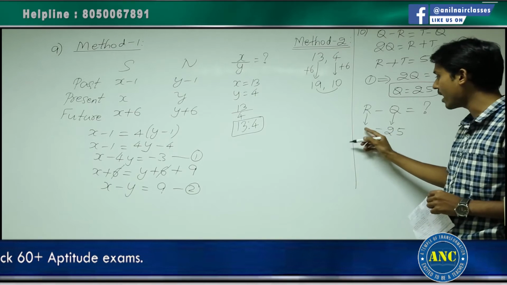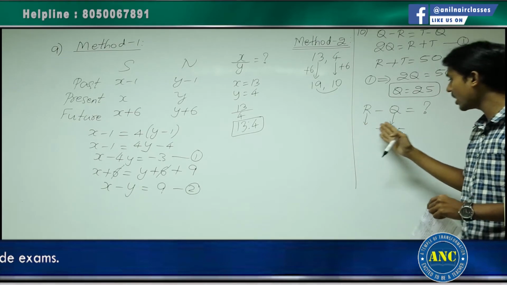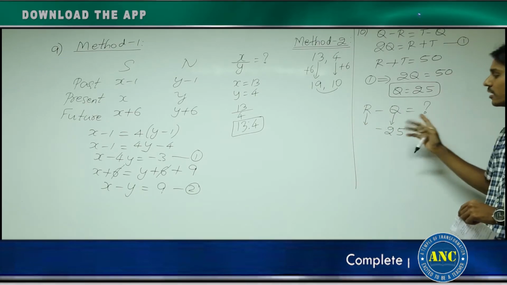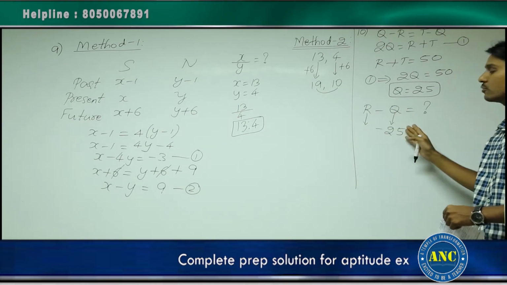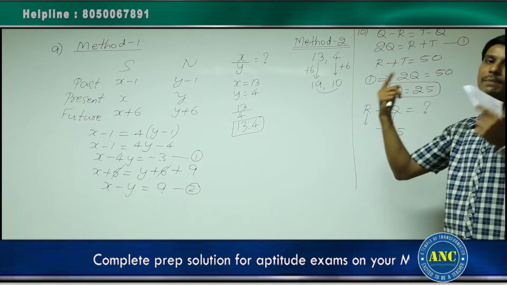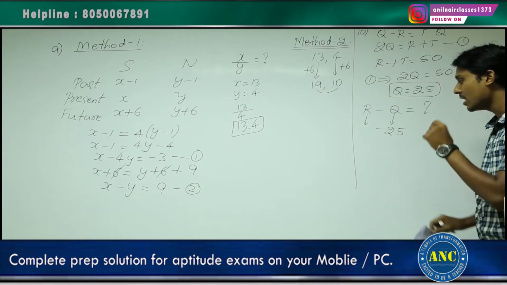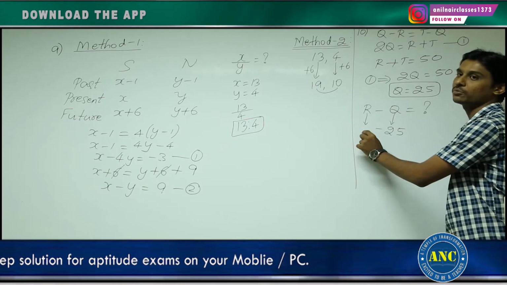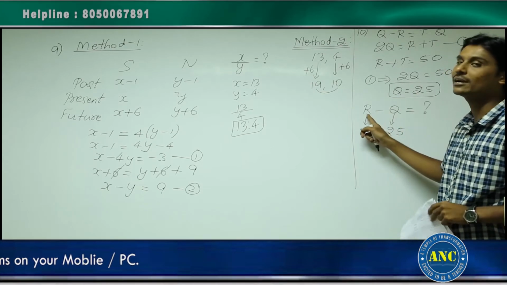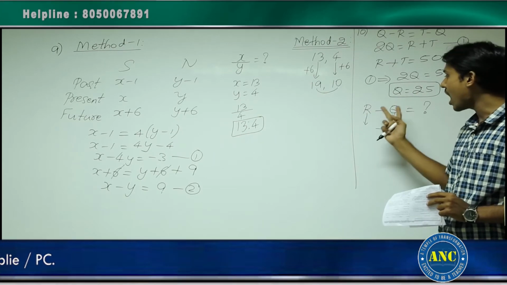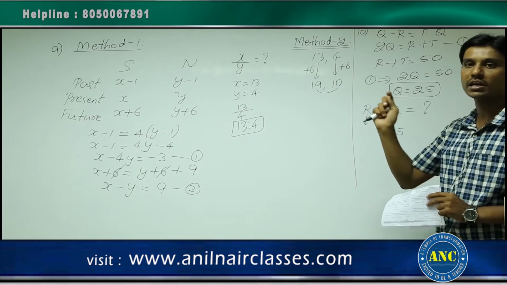Suppose I assume the value of R as 49, then 49 minus 25 is some value. Suppose some other student assumes the value of R as 40, then 40 minus 25 is 15. You will get multiple answers for the same question. That means it all depends upon the value of the assumption you are making. Because there is no definite value for R, this R minus Q also you cannot determine.